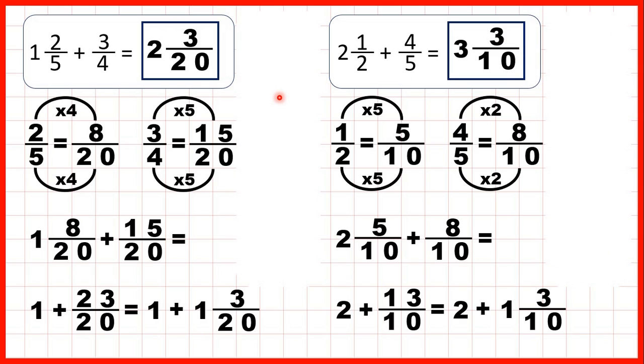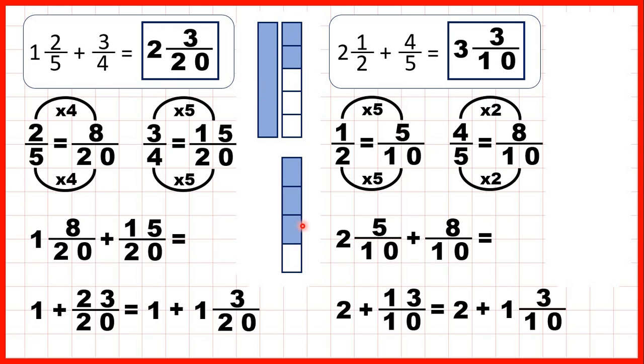So let's show the fraction bars to see what we did here. We started with 1 2/5, and we were adding 3/4. But we changed those 2/5 into 8/20 and the 3/4 into 15/20. So our denominators were the same, so we could put the fractions together.